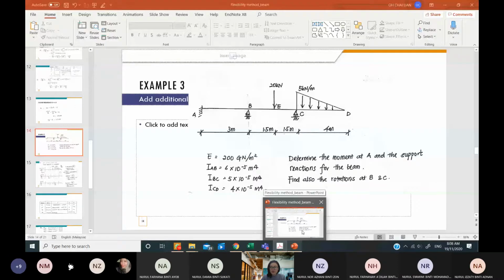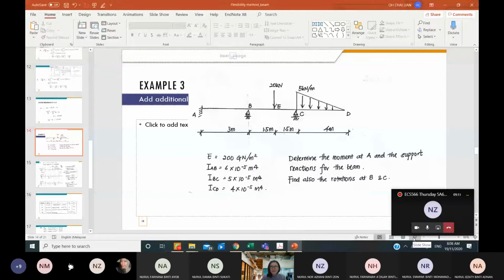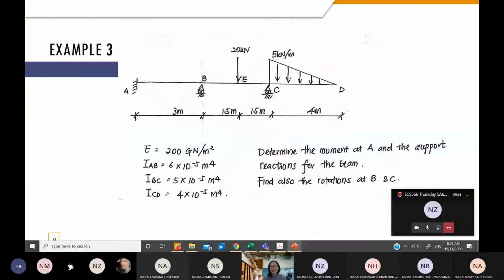Let me share with you: for the flexibility method, what if you have two redundants, where D is equal to 2? So we need to start with identifying the redundants. Class, if you have any questions, just stop me during my explanation, whether I'm moving too fast, or you can ask me to skip some parts that you are very familiar with.